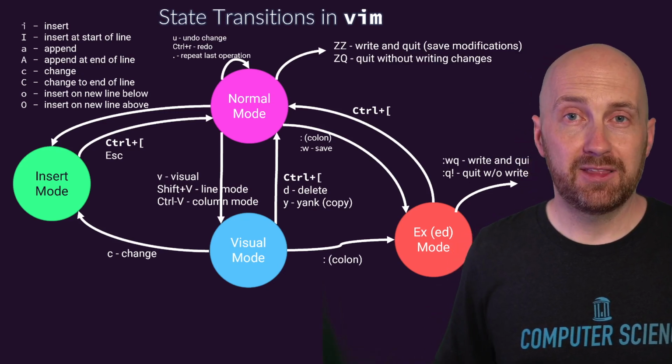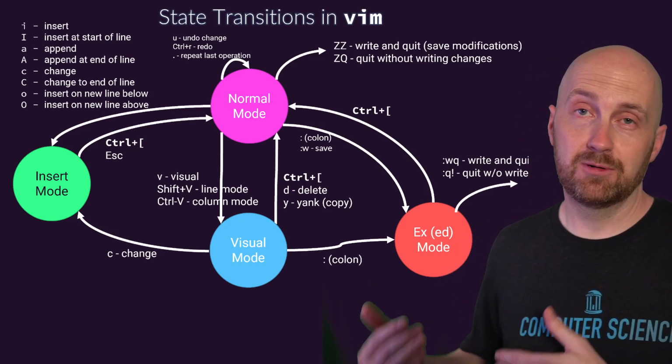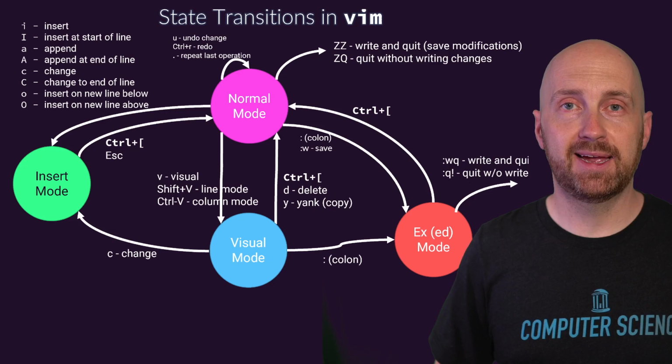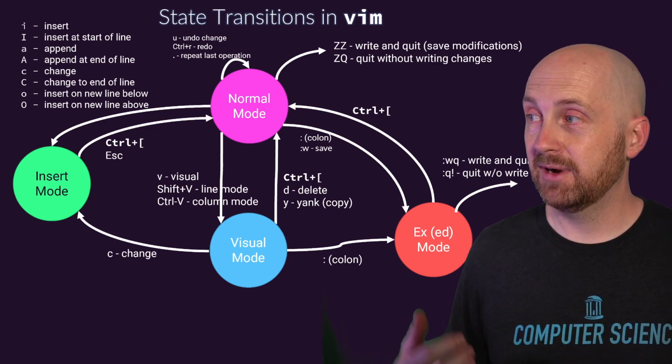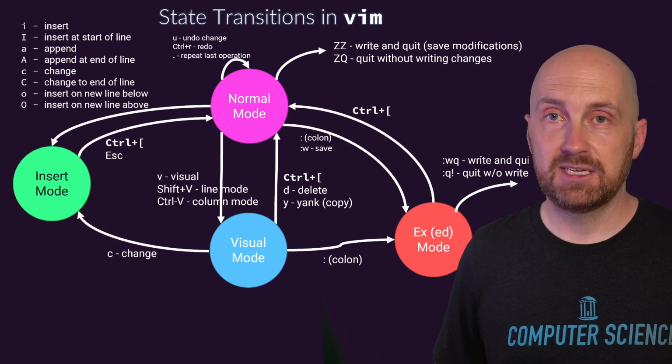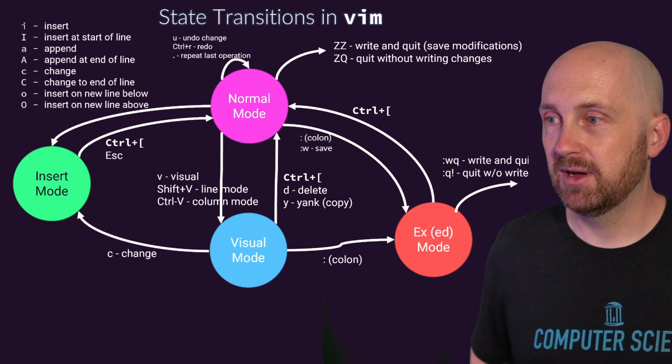Typically though, if you're trying to save your work or just get out of Vim, the recommended way is to use, from normal mode, capital ZZ for write and quit, or ZQ for quit without modifications.